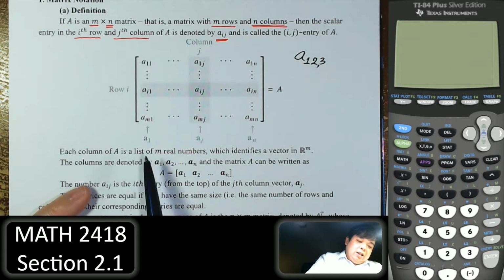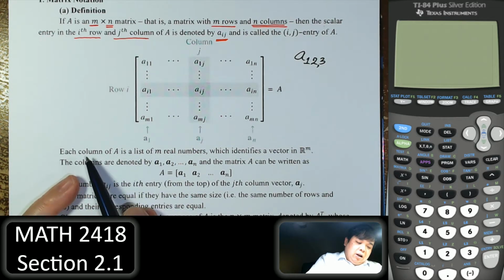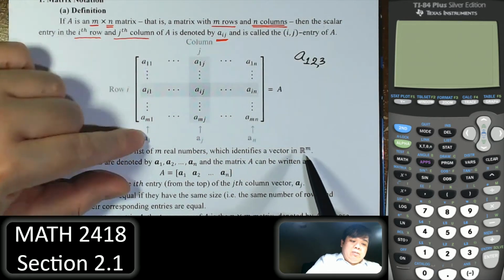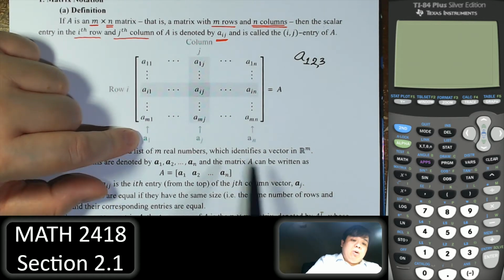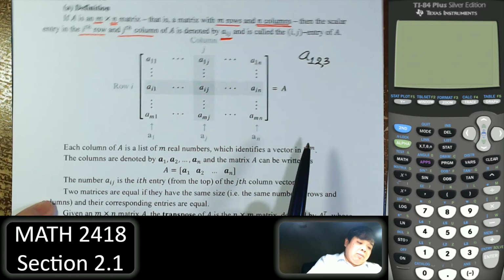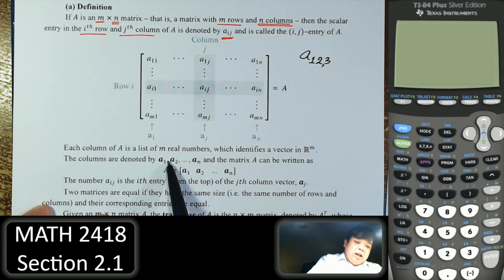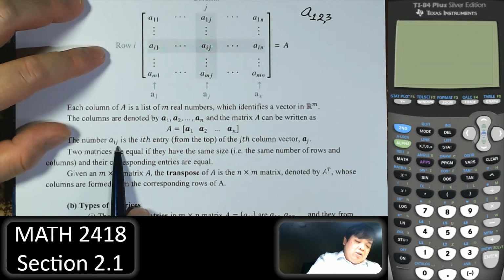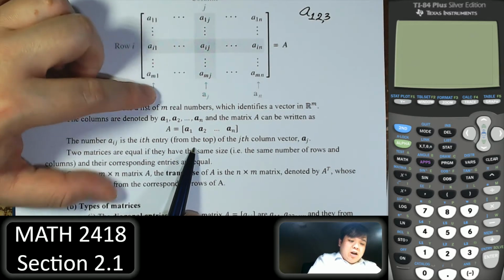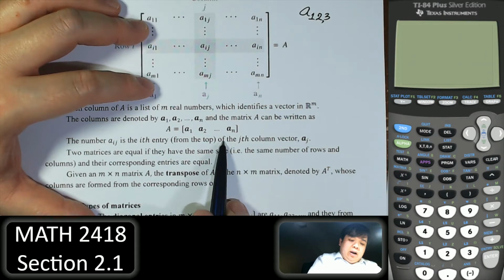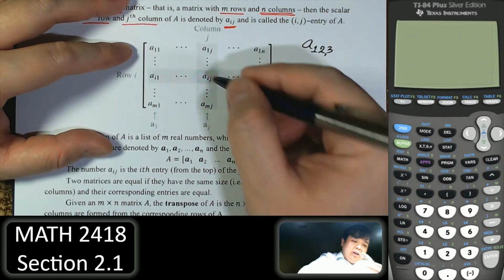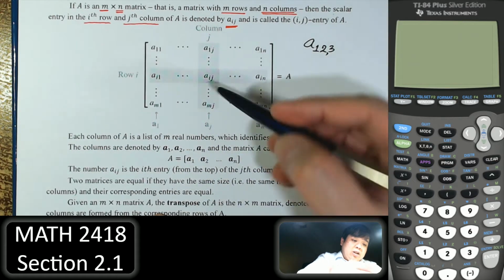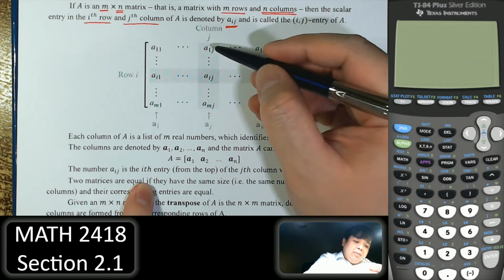So the columns of A are lists of m real numbers, which is a vector in Rm. They go from 1 to m, so they have m components. Therefore, it's a vector in Rm. The columns are denoted a1, a2, all the way to an. We already saw that earlier. The number a_ij is the ith entry from the top of the column vector aj. So if we define some particular vectors like a1, aj to an, then we just look up the ith entry from the top.